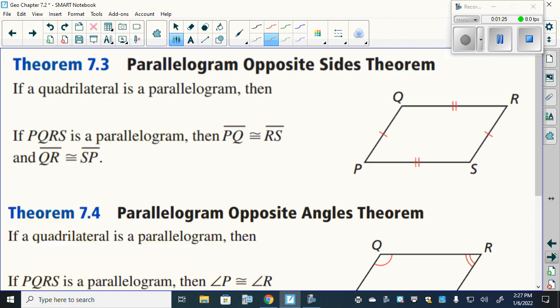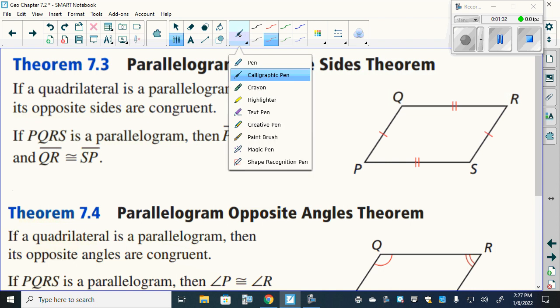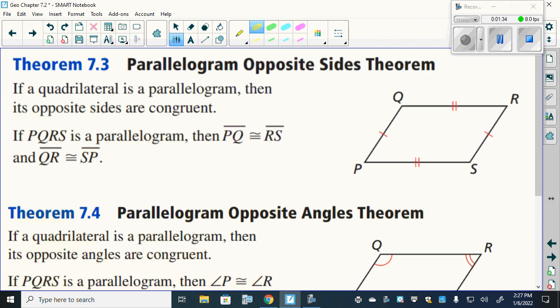Now, specifically with a parallelogram, if a quadrilateral is a parallelogram, then its opposite sides are congruent. So here, PQ and RS are going to be congruent. QR and PS are congruent. And this is part of the properties of parallelograms.